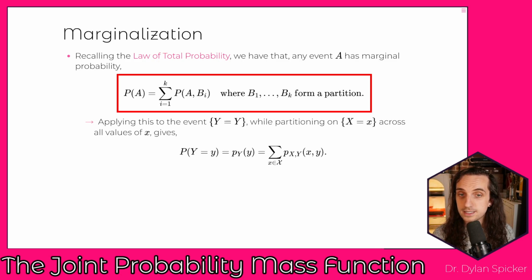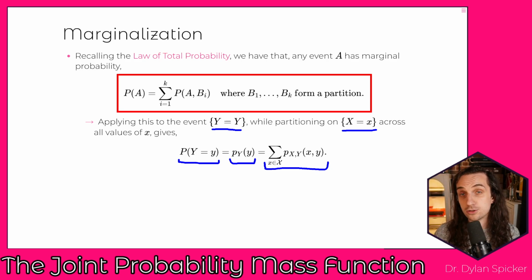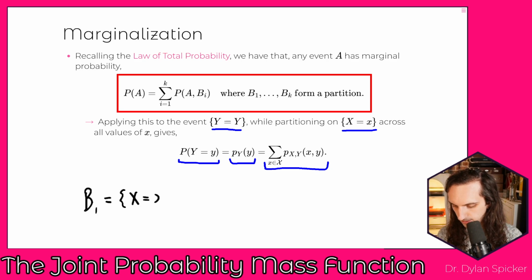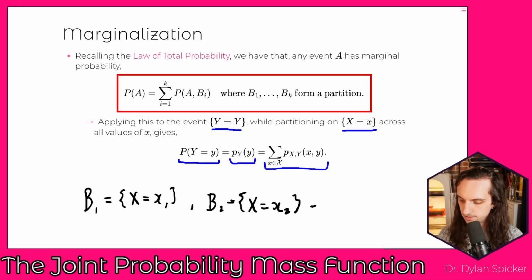And so if we think about this with respect to events of the form Y equals y, and we partition across events of the form X equals x, then through the application of the law of total probability, we can write the probability that Y is equal to any value y, the probability mass function, as the sum over all of the possible values for x of the joint probability, right? That's because we take the events B1 as the event X equals little x1, B2 as the event that X equals little x2, and so forth.